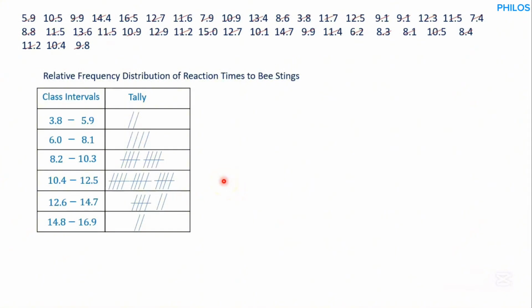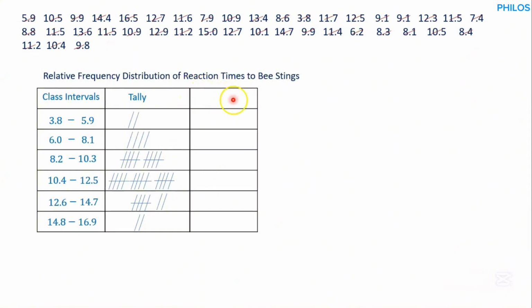So that's how to get a tally. Then let's write the frequency. So let me add an extra column, then let me title it frequency. So we are going to count. 1, 2. So the first frequency is 2. We'll count this 1, 2, 3, 4. So 4. Then this is 5.